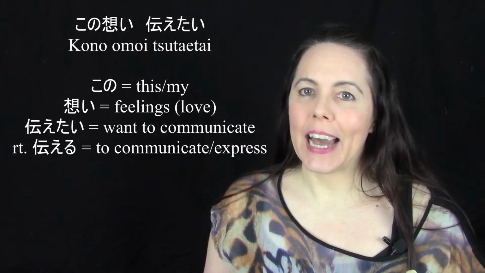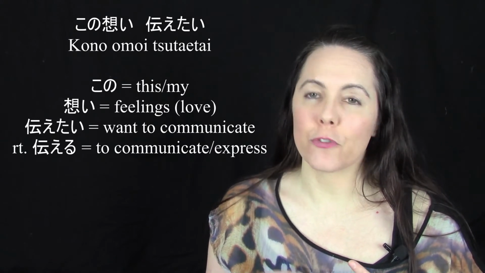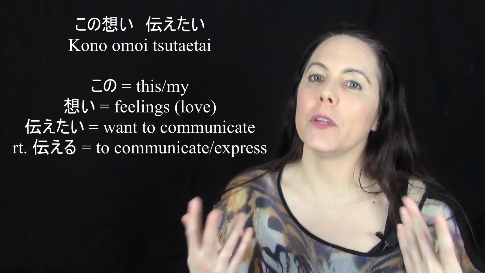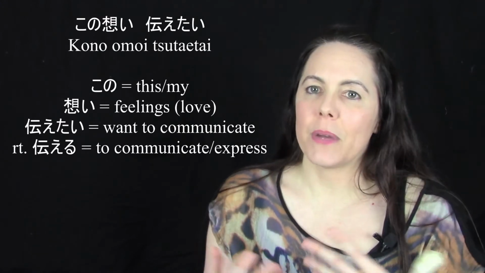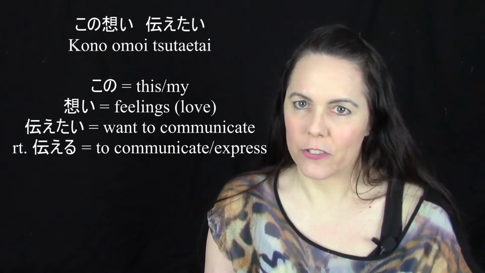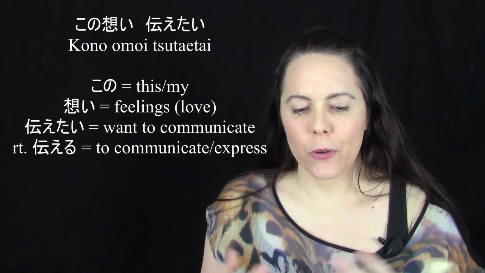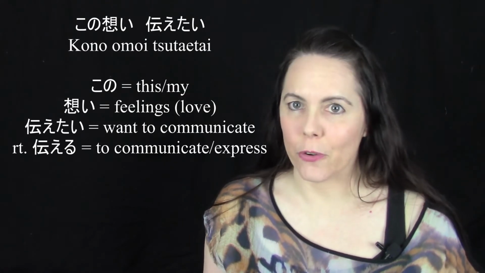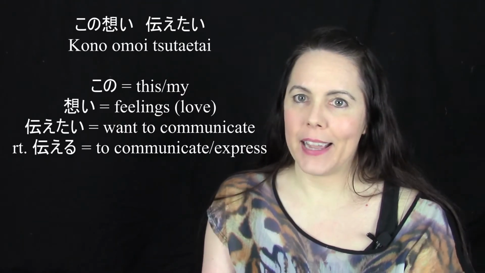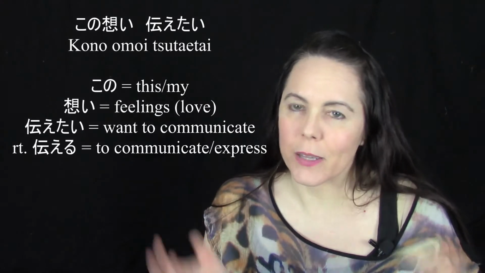Tsudaetai. So tsudaetai is the verb, comes from tsudaeru, which means to tell somebody, but it really means to communicate to somebody so that somebody understands. And it doesn't have to mean that you verbally tell someone. So, kono omoi tsudaetai, that line on its own makes sense by itself. It means I want to communicate my feelings to you. That's basically what that line means.